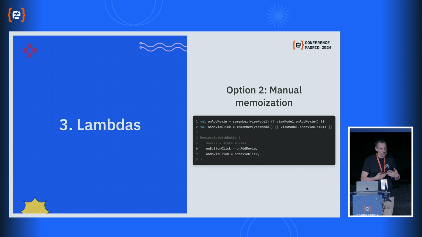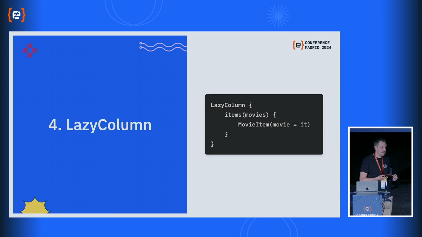In general, as I mentioned, you don't have to worry unless you find a problem, but it's there. Lazy column is probably the one that you are most aware of, because when you are using this items function, if you don't specify a key, every time the movie's state is changed, all the items inside the lazy column will need to recompose, even if there are probably many of them, or almost all of them, that won't be affected by this state change. All the items will need to recompose.